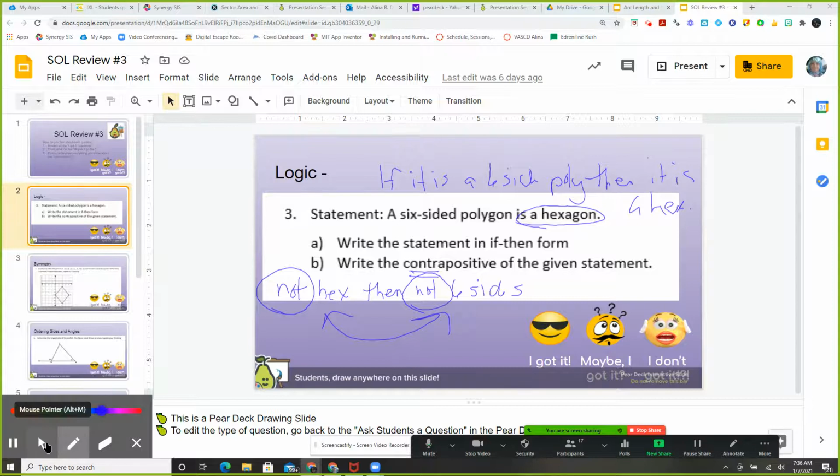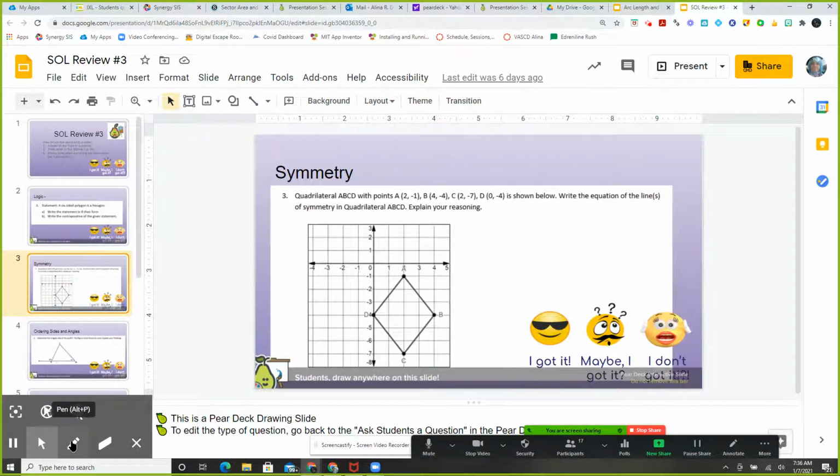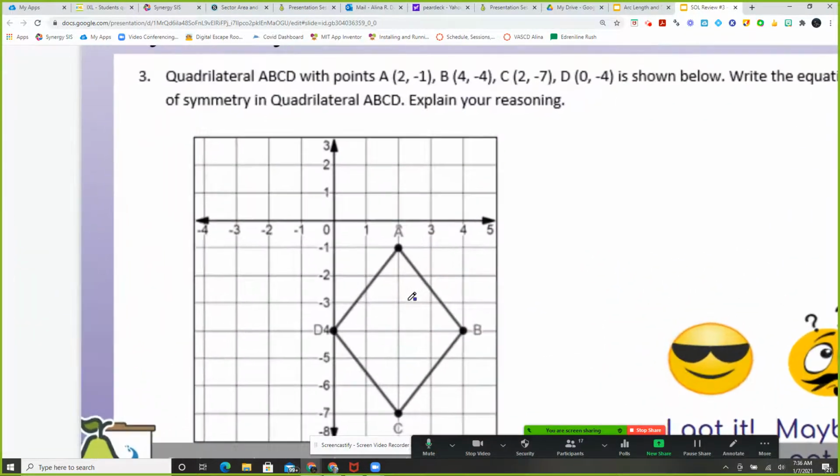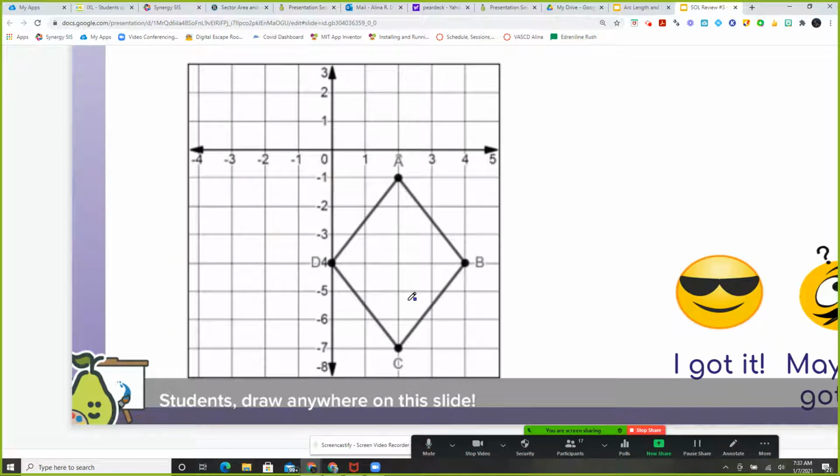And we'll go to question 2. Question 2 says quadrilateral ABCD with these points. Write the equation of the lines of symmetry. So first thing I would do is draw those lines of symmetry. So where can I fold this shape in half? I can fold it vertically from A to C. And I can fold it horizontally from D to B.